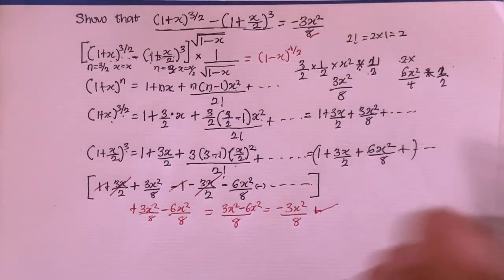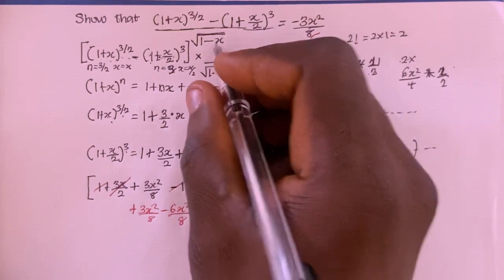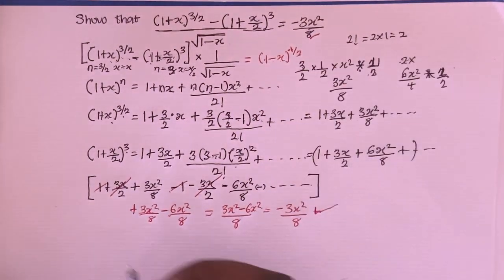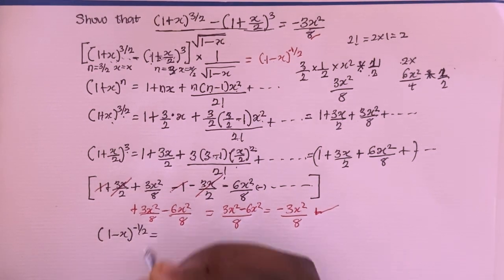Now, I need to follow their step. I need to follow the procedure. Then I must expand this as well. So this is taken to be, that's actually multiplied by what? 1 minus x to the power minus 1 over 2. Then I'm going to multiply it. That's 1 minus x to the power minus 1 over 2. Now let's expand this one as well.